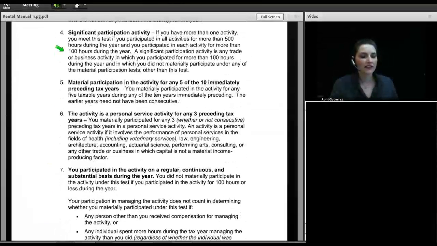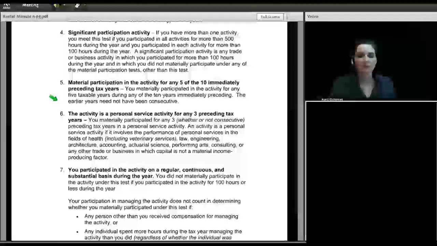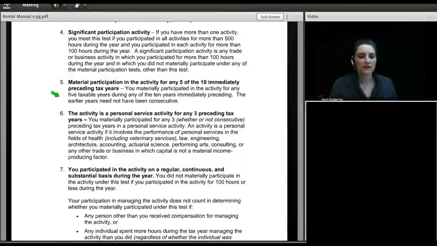The next test is significant participation. If you have more than one activity, you meet this test if you participated in all activities for more than 500 hours during the year, and you participated in each activity for more than 100 hours during the year. Test number 5, material participation in the activity for any 5 of the 10 immediately preceding tax years. If you materially participated in the activity for any 5 taxable years during any of the 10 immediate preceding years, then you are considered to be active in this year.